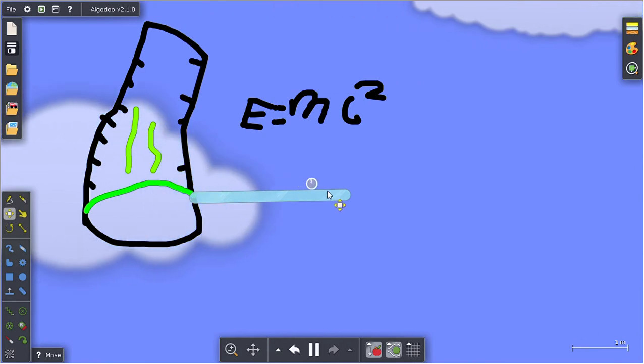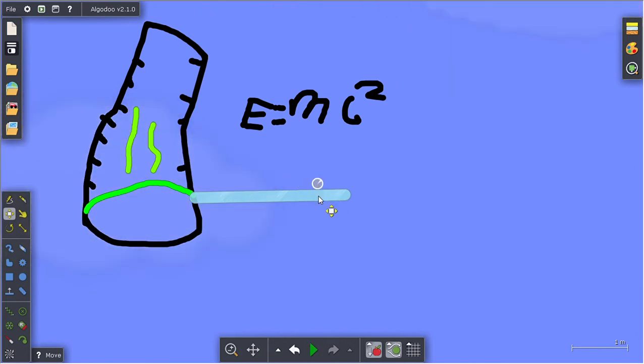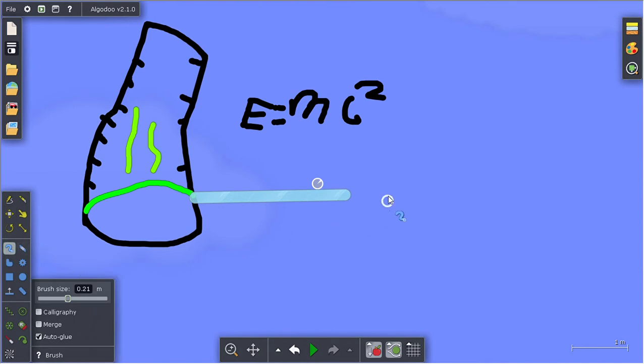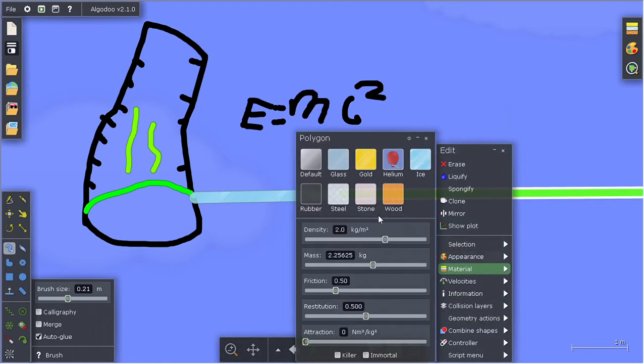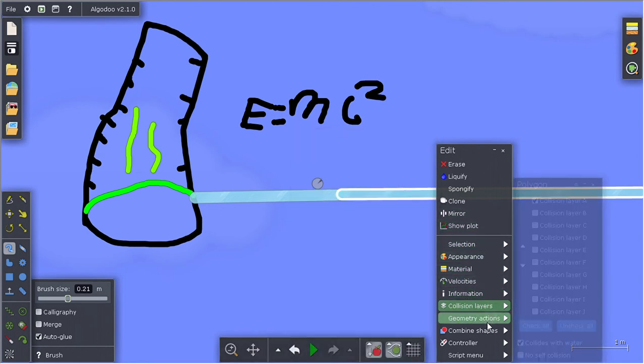But as you can see, when it's ice, it slides on it for longer. And you know what? We're probably going to need to make a bigger thing for it to work like this.